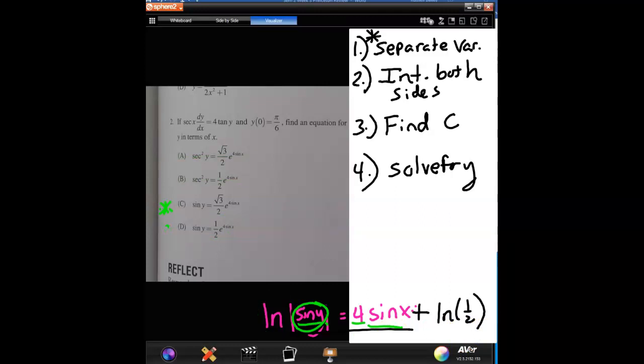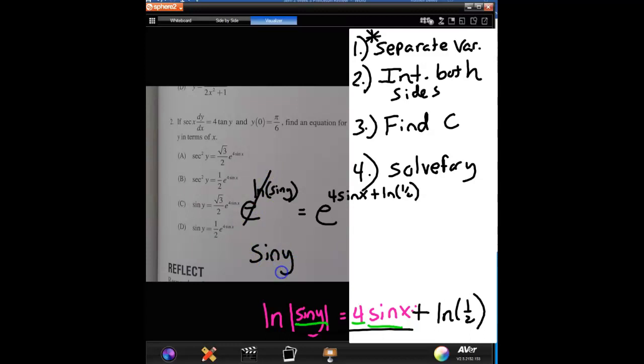Now, how do you get rid of an ln? Do you guys remember how to do that? You get rid of an ln by raising both sides to the e power. So if you do e to the ln of sine y is equal to e to the power of 4 sine x plus ln of half. This cancels out. Okay, we're getting warmer. I got the sine y by itself.